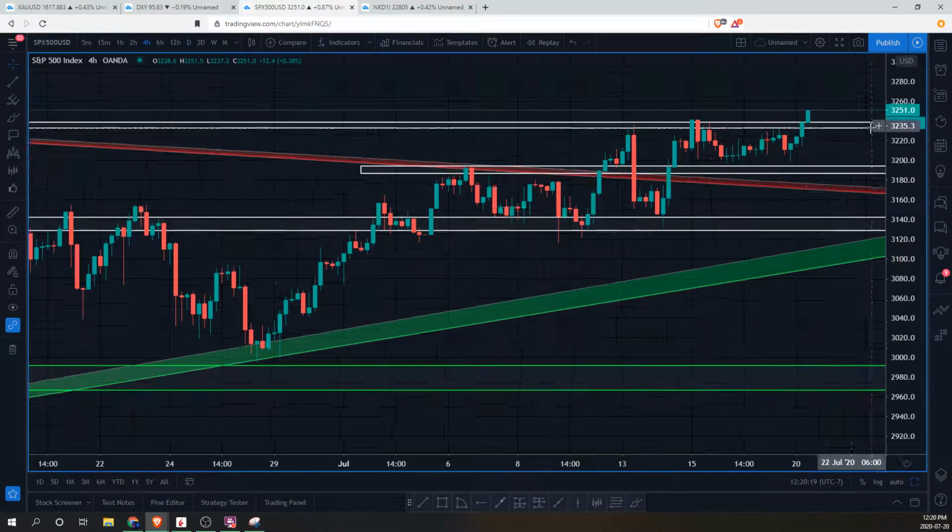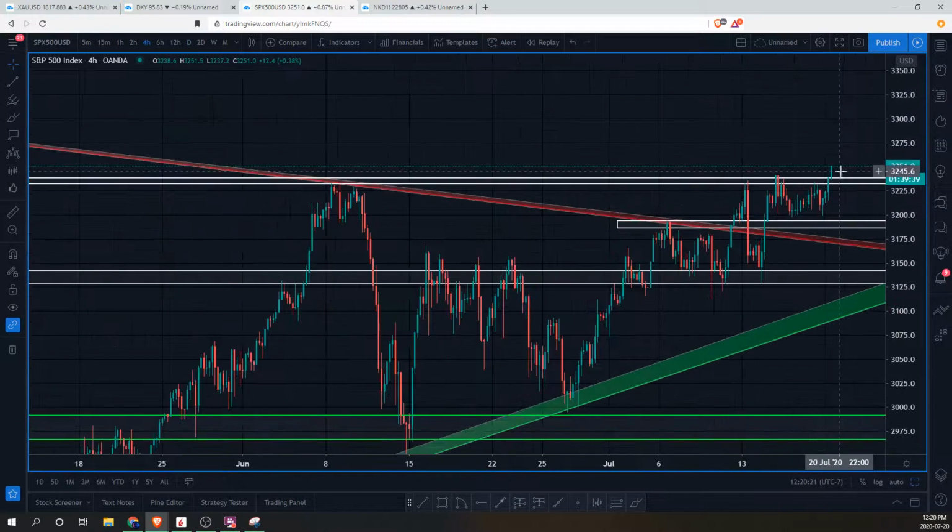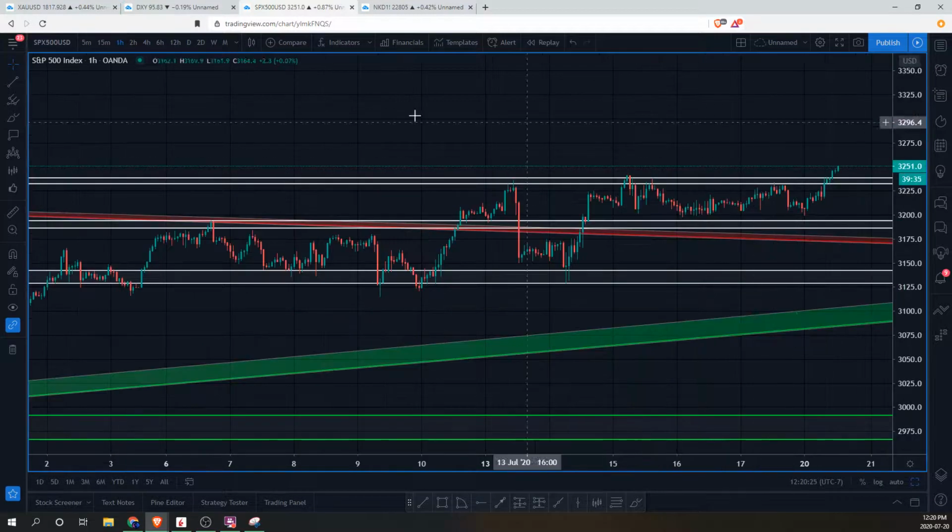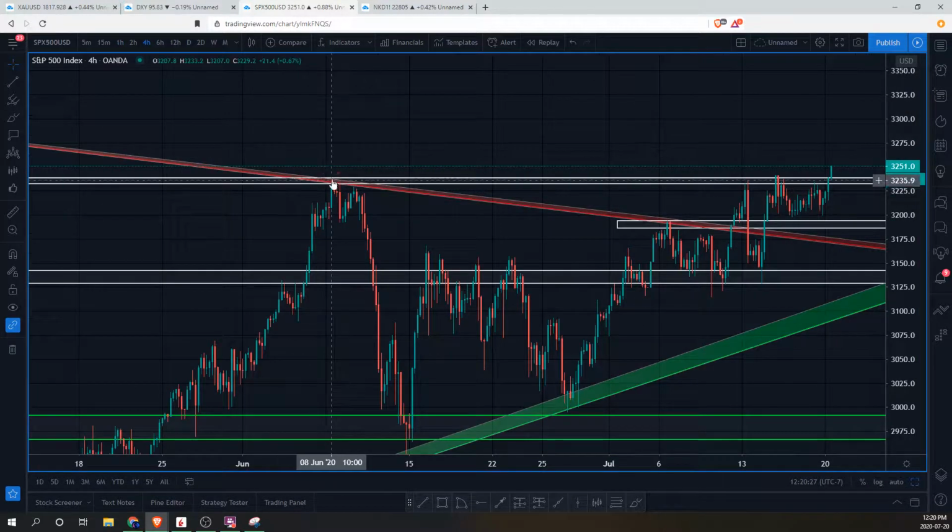Let's look at the 4-hour chart here. The fact that we broke and are holding above this zone is very significant. On the 1 hour, we've already held this zone above this previous resistance.